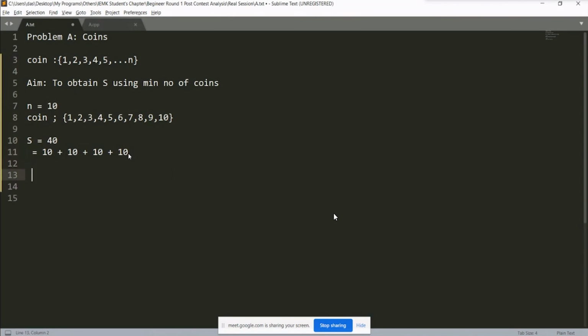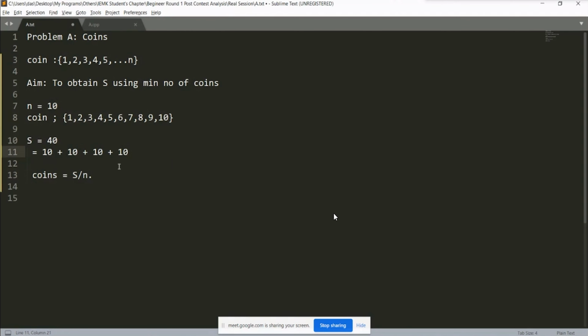In general terms, if the total amount is S and the value of the coin is N, then the number of coins required is S divided by N, right? We have S equal to 40 and N equal to 10. So the number of coins would be 40 by 10, which is equal to 4.